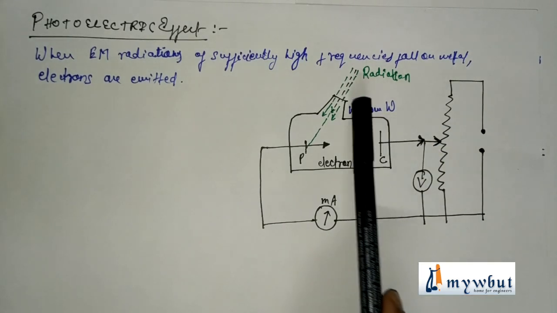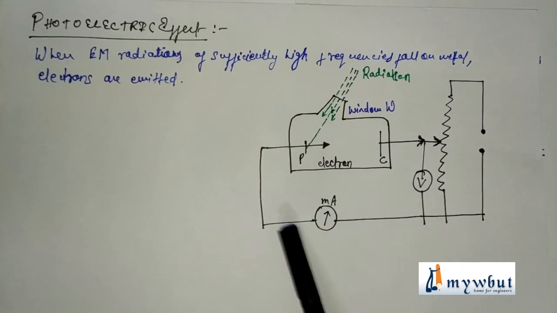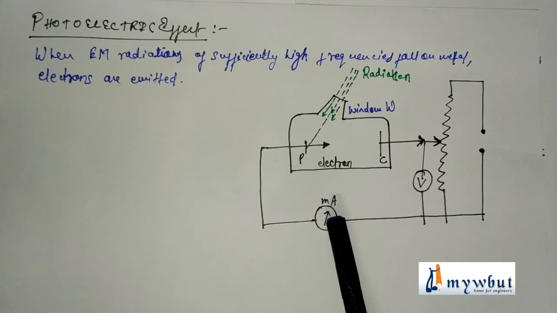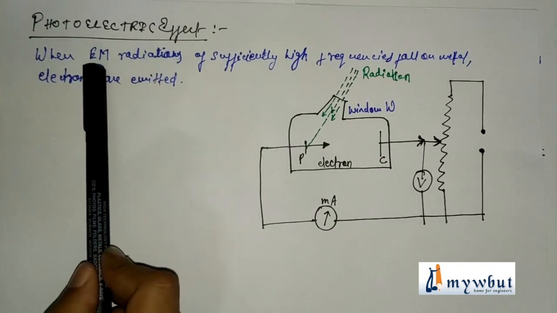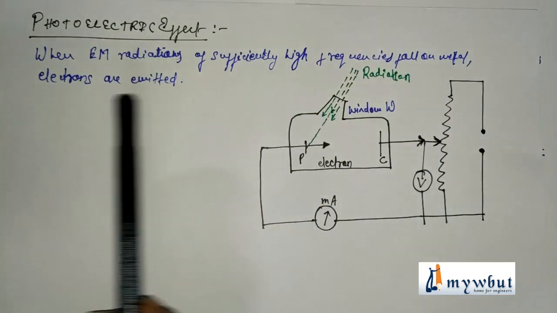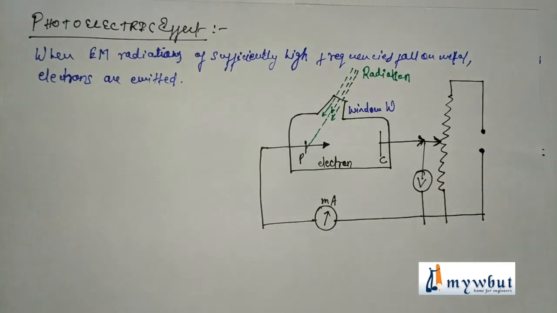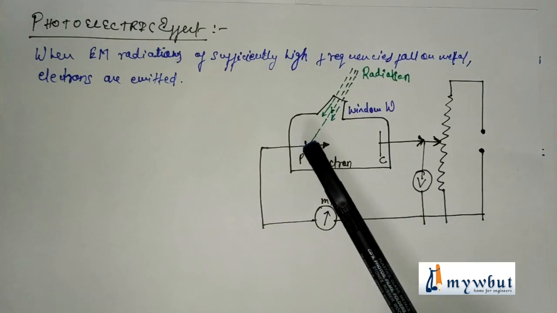So this here is the window that is denoted by W, from which radiation enters, and this is an ammeter that measures in milliammeter, and this is a voltmeter. So when electromagnetic radiations, that is EM radiations of sufficiently high frequencies, fall on a metal surface, the electrons are emitted, and this phenomenon is known as the photoelectric effect, where photo refers to light and electric refers to the electrons emitted. So the basic phenomenon is that light of a certain frequency strikes onto a metal plate.